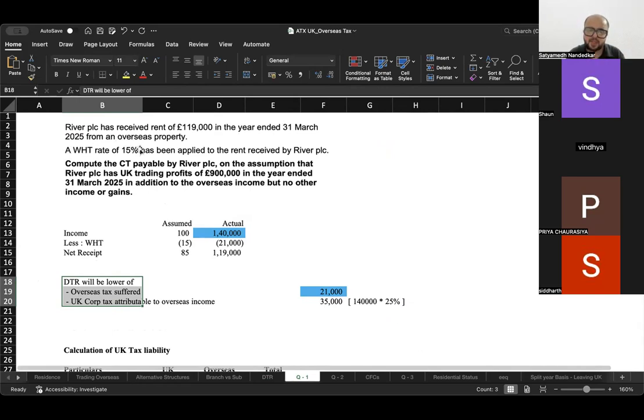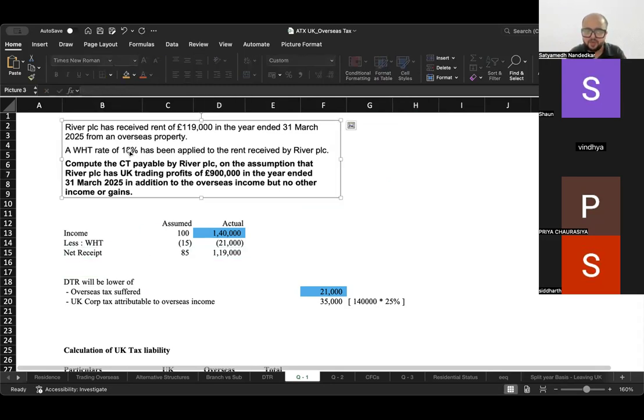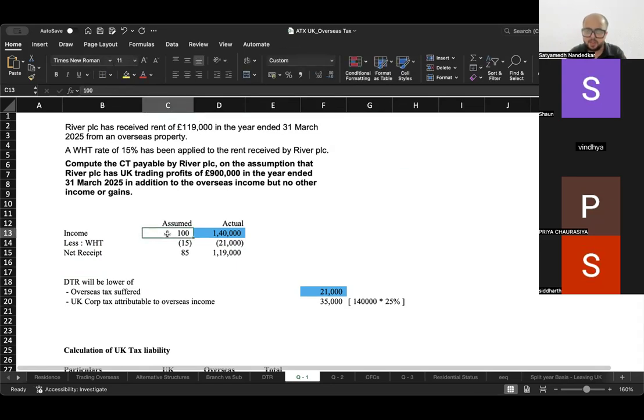A withholding tax rate of 15% has been applied to the rent received by River PLC. So it has received a rent of 1,19,000. Received means that is after taxes. ठीक है, ये received amount है. This is after taxes. What is the rate of withholding tax? 15%, which means if income is 100, 15 is withheld and 85 is paid to you.